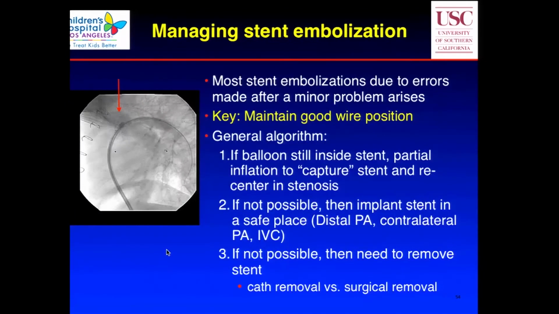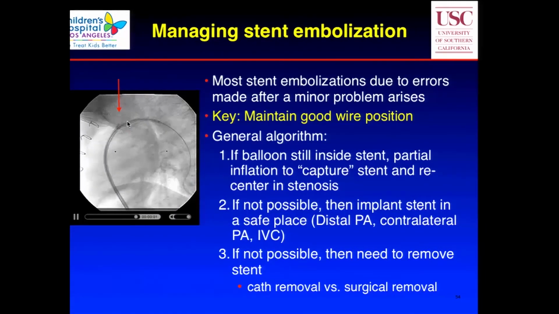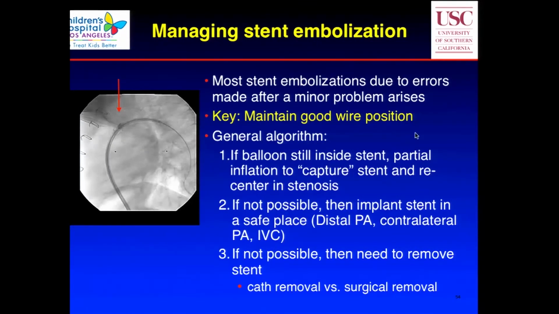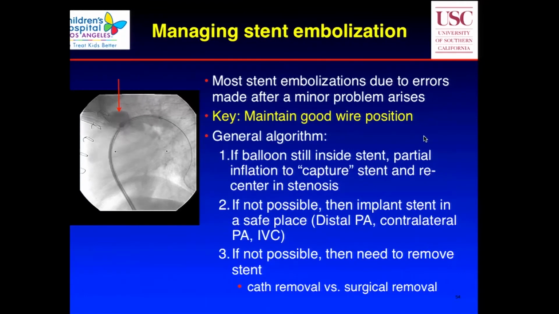Well, let me show you some examples of what happens when you don't do that. So here's an example. Well, I'll come back to that. So here's the balloon stent that's embolized. When you have a stent embolization, the key thing is to maintain good wire position. The general algorithm is that if the balloon is inside the stent and it's partially inflated, you can still try to recapture the balloon on the stent and recenter on the stenosis.